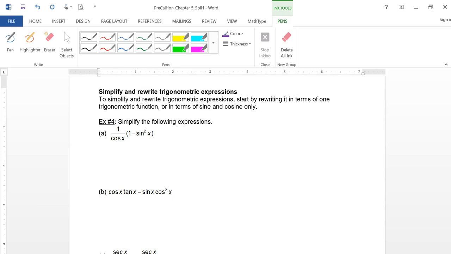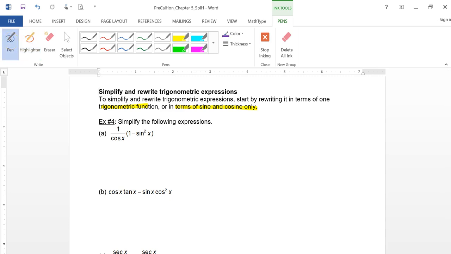Okay, so simplifying means to reduce it into a form where you can no longer perform any type of operations. Usually this means it's reduced to just one trig function, okay? A couple of strategies is you can rewrite it in terms of one trig function or in terms of sine and cosine only, okay? So let's do a couple.